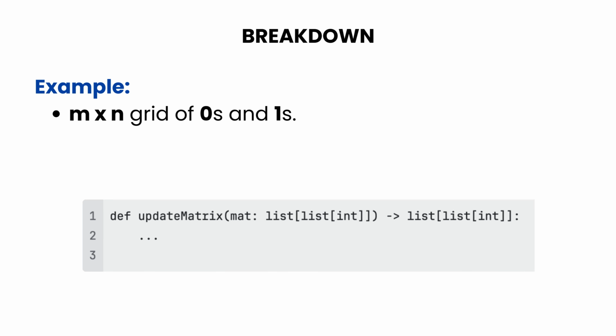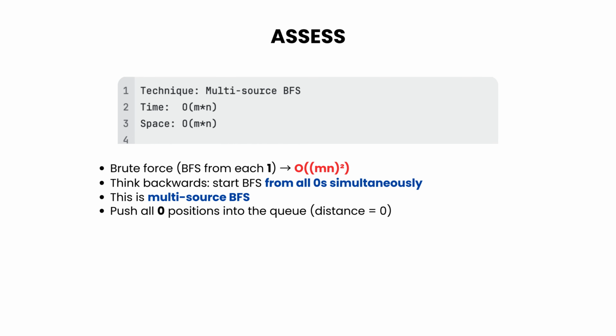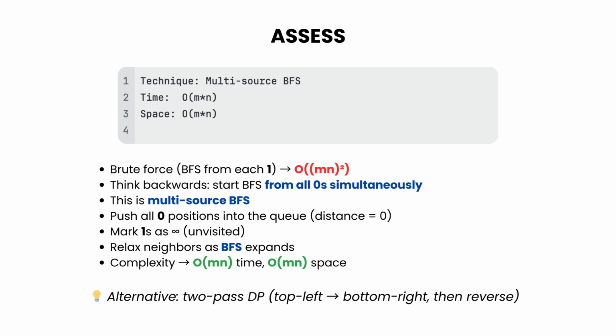We're given an M by N grid of zeros and ones. For every cell, return the distance to the nearest zero using 4 directional moves. Distances are shortest path lengths in an unweighted grid. Brute force, running BFS from each one, is O(M N squared). Instead, think backwards. The nearest zero to a 1 is discovered if we start BFS from all zeros simultaneously.